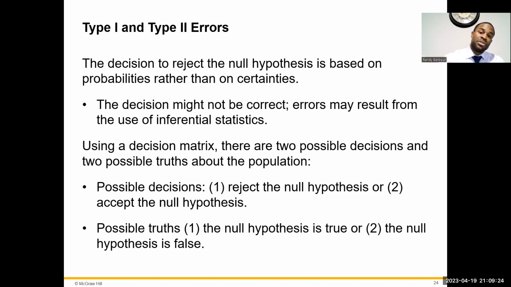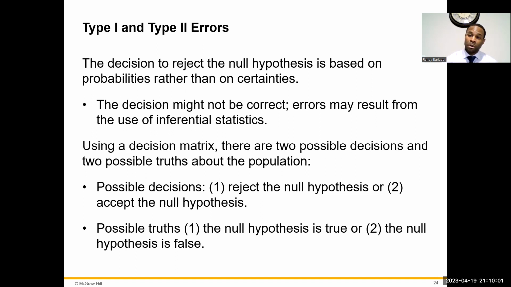Okay, so the decision to reject the null hypothesis, that's saying that there is a significant difference, is based on those probabilities rather than just basic certainty. We're not certain. We don't prove things. Nothing is 100% accurate. We're just making inferences, right? And so when we decide that we're going to reject the null hypothesis and say that something is statistically significant, all we're saying is that there is enough evidence to support that research hypothesis.